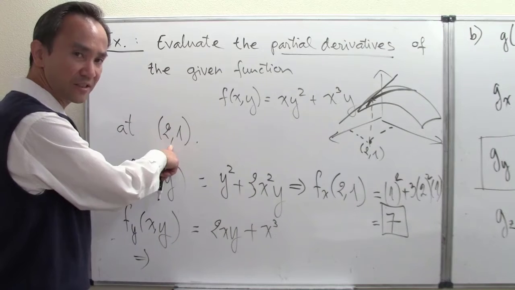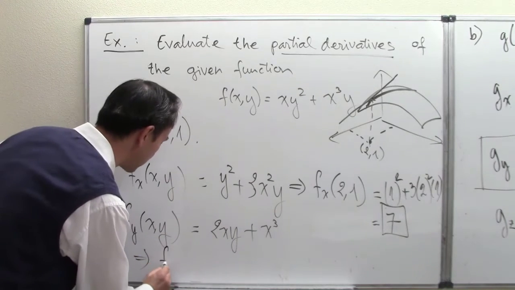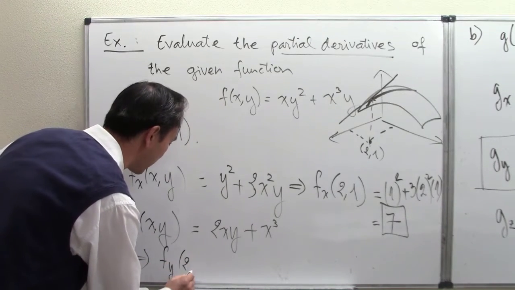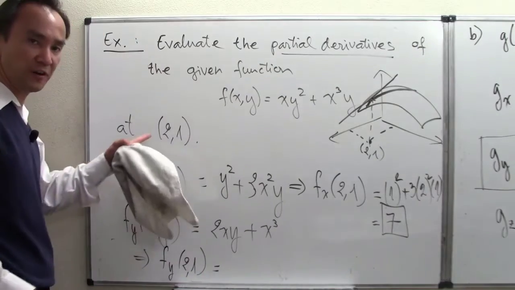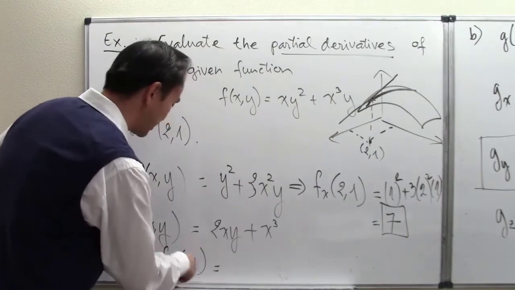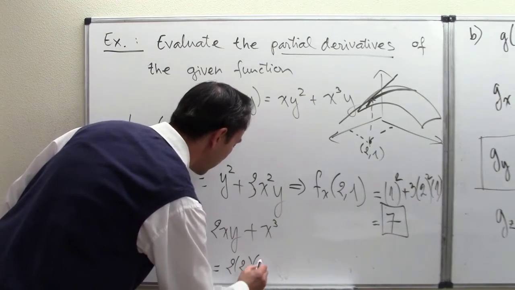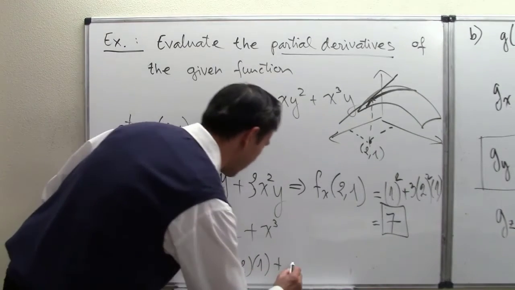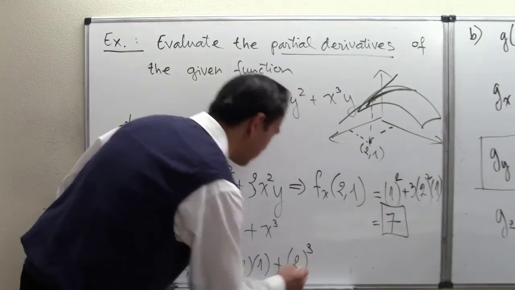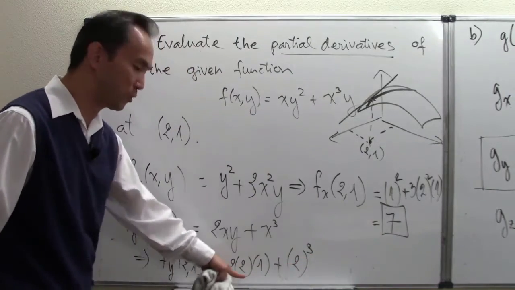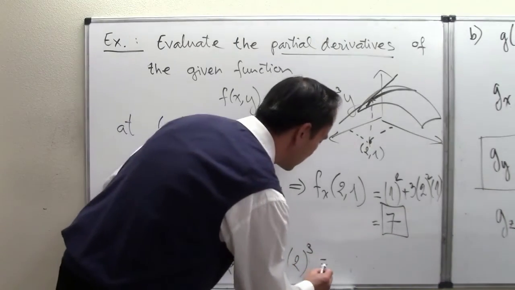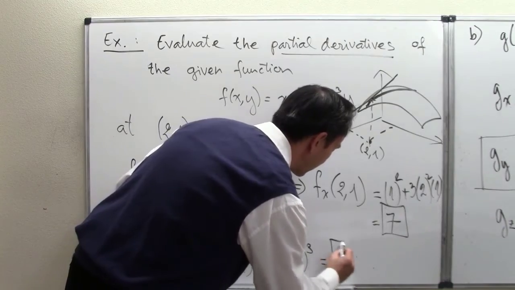once I have the given point 2, 1, f sub y at 2, 1, that's what we're really asked to find right here. Then I am going to substitute 2 for x and 1 for y. So 2 times 1 plus 2 cubed, right? That makes an 8 with a 4 more right there. That's the total being 12. Okay, so just like that.